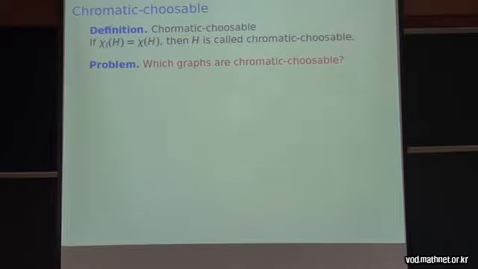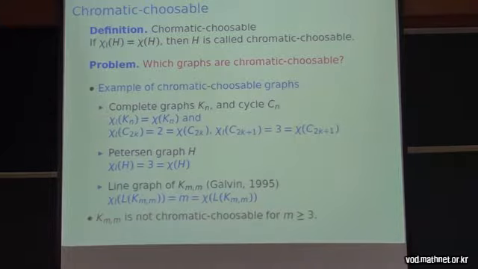And then the meaning of chromatic-choosable is: if the list chromatic number is the same as the chromatic number, we say the graph H is chromatic-choosable. So the interesting question is which graphs are chromatic-choosable? A simple example is a complete graph and a cycle, whose list chromatic number is the same as the chromatic number. And also the Petersen graph, whose list chromatic number is 3.